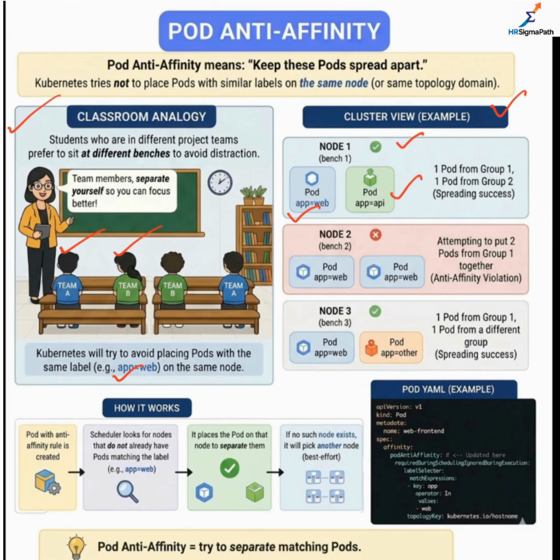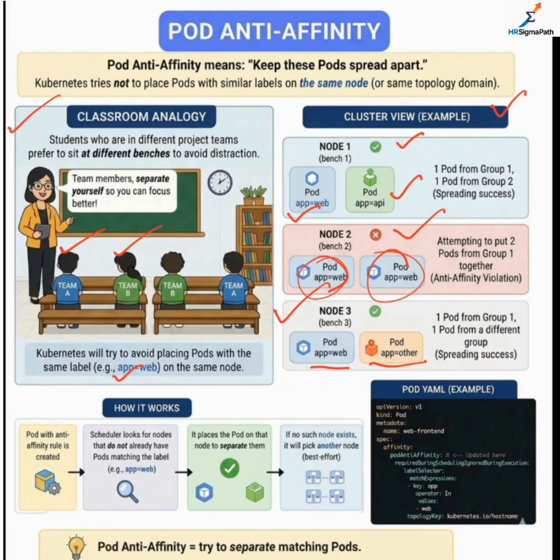So we can look at a cluster view example. Let's look at how this plays out. On node 1, like bench 1, we have one pod with app equals web, and a second pod with app equals API. And on node 2, we can see two pods labeled app equals web and app equals web. That's an anti-affinity violation.